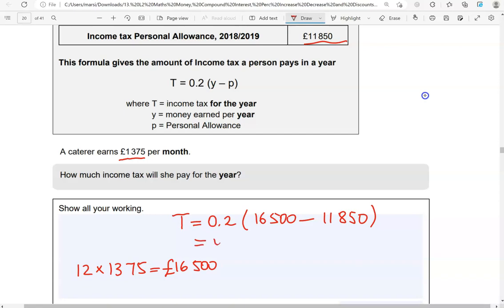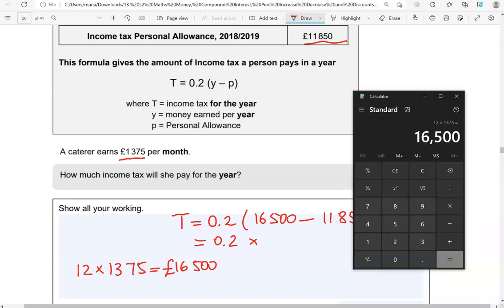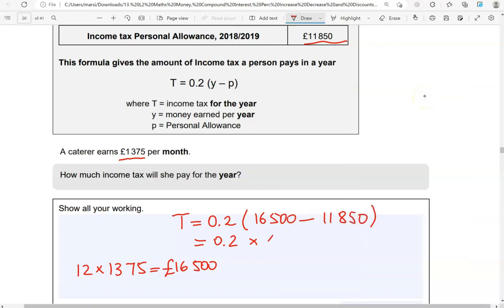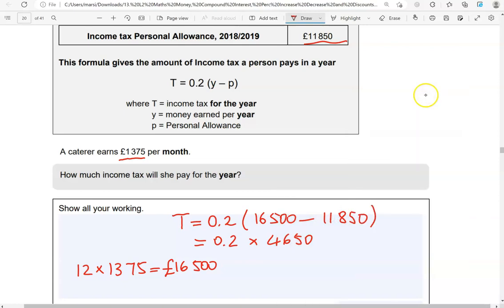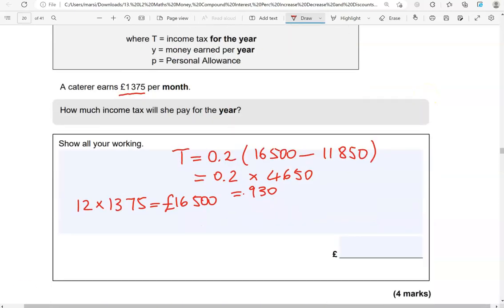So now we'll do 0.2 times what we have within the bracket. So 16,500 take away 11,850 gives us 4,650. So that needs to be multiplied by 0.2 to get the answer, which is 930. So £930.